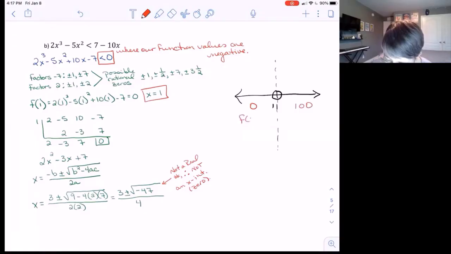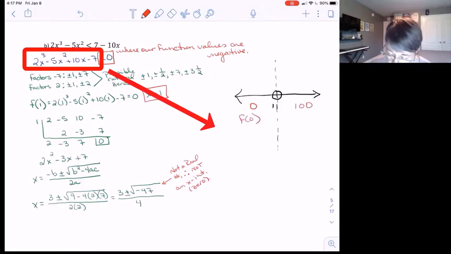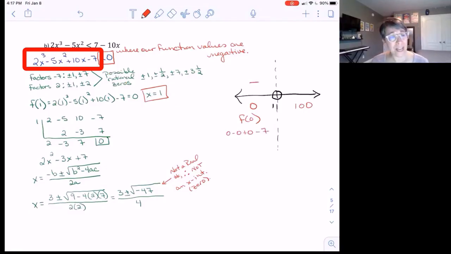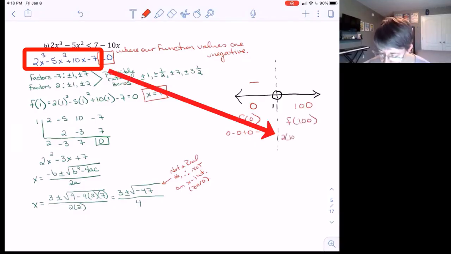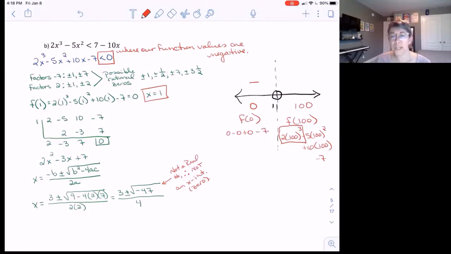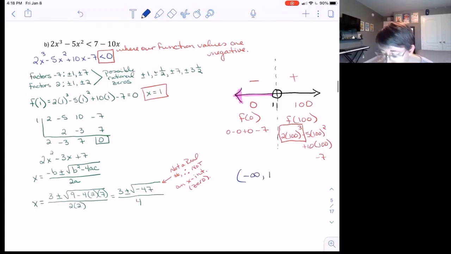So if we plug in f of 0, we would end up with, in the original, a 0 minus a 0 plus a 0 minus 7. So the left side would be negative. And on the right-hand side, we have a positive 100. So the sign of f of 100 would be 2 times 100 cubed minus 5 times 100 squared plus 10 times 100 minus 7. Well, really, this first term there is going to take over, and we're going to end up with a positive. So since we're only looking for values that would give us a y value that's negative, we are only looking for the left side, below 1. So our solution is from parentheses negative infinity to the left, all the way to 1 parentheses, since 1 is not included.